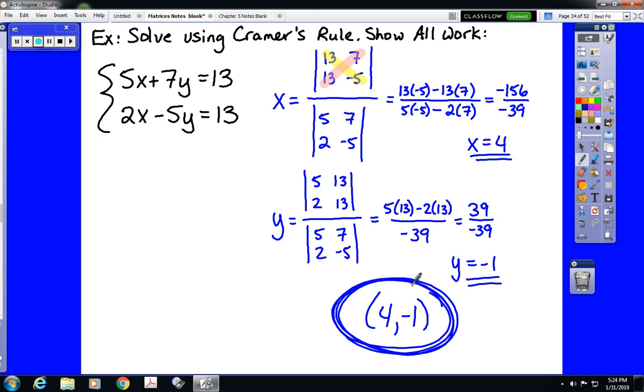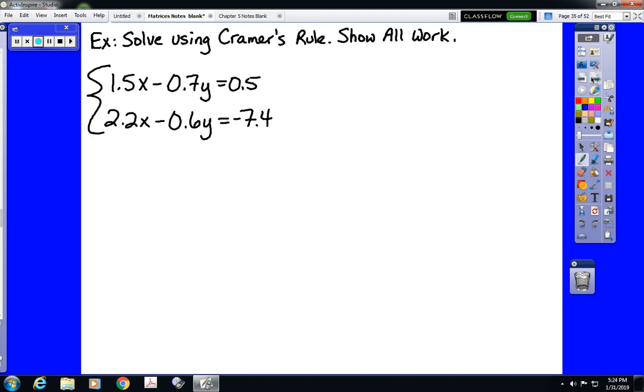Now, if we wanted to check and see whether or not we were right, we would simply plug in x equals 4 and y equals negative 1 to both equations to make sure that they're true. Let's do another one. So here's another system of two equations and two unknowns. This one contains some decimals. It doesn't matter that they're decimals. This process is still exactly the same.